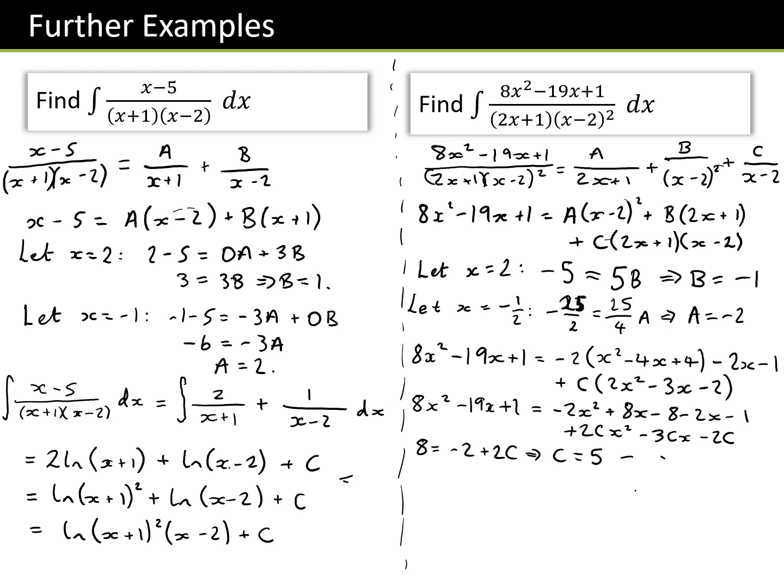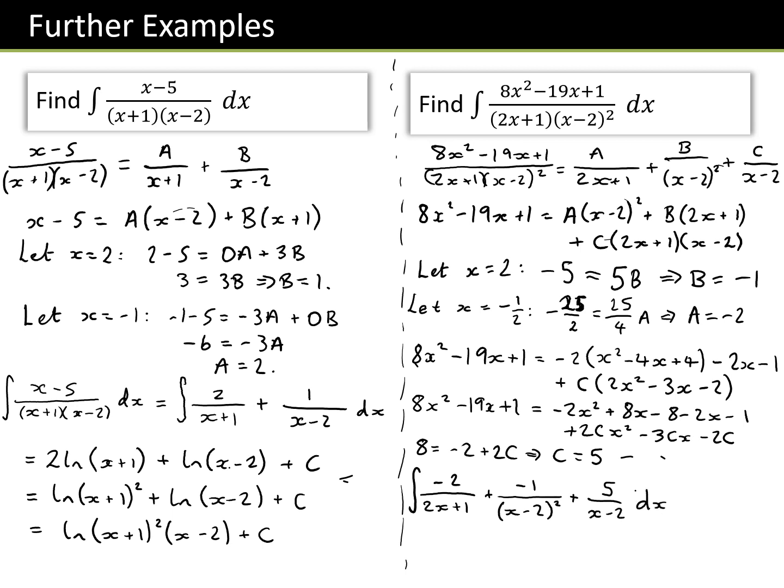Okay, so that's one of the hardest partial fraction questions you could be asked, apart from the ones you'll see in a minute. Okay, so this integration is then going to be equal to minus 2 over 2x plus 1. Where's B? So we've got plus minus 1 all over x minus 2 squared. And then C is 5, so it's plus 5 all over x minus 2.